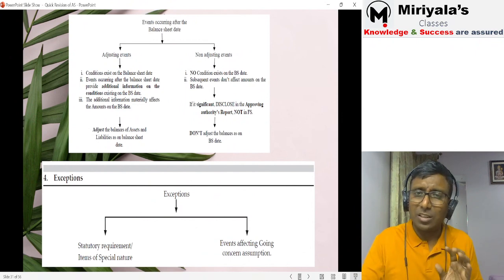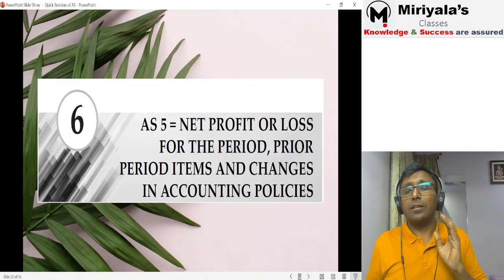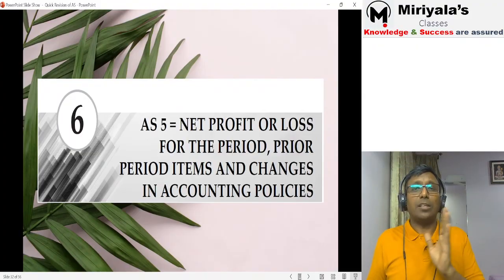Okay, that's all. This is a very small standard which you have completed in very short time. Right. Let's go to the next standard. That is Accounting Standard 5.